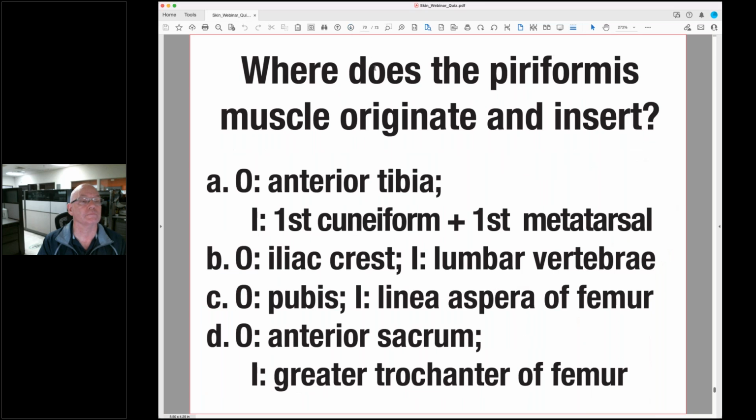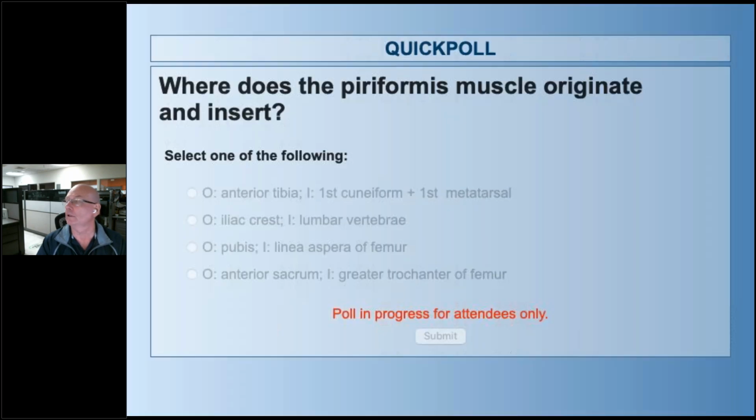All right. Where does the piriformis muscle originate and insert? Is it the anterior tibia, the first cuneiform, and then the first metatarsal? Is it the iliac crest to the lumbar vertebrae, the pubis to the femur, or is it anterior to the trochanter femur? Excuse me.